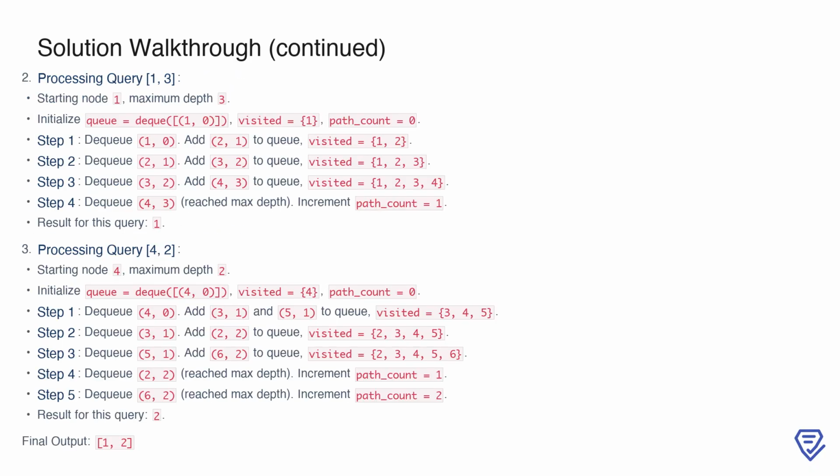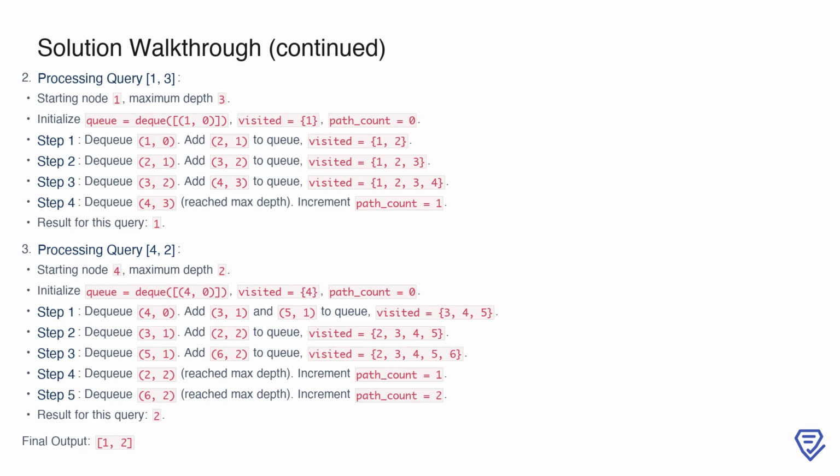For the first query in this example, we start at node 1 with a maximum depth of 3. The queue begins with node 1 at depth 0, and we mark it as visited. Dequeuing node 1, we add its neighbor, node 2, to the queue at depth 1. Then, dequeuing node 2, we add its neighbor, node 3, to the queue at depth 2. From node 3, we proceed to node 4 at depth 3. Since node 4 is at the maximum depth, it increments the path count by 1, resulting in a query output of 1.